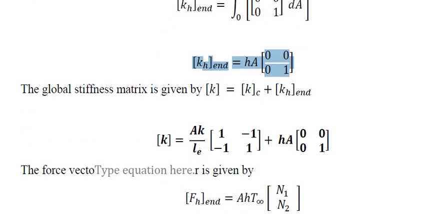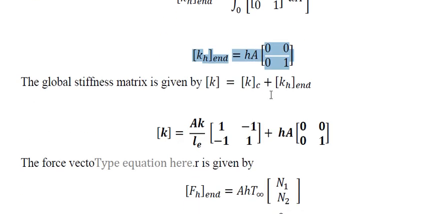What is the global matrix? The global matrix K is, instead of writing stiffness, we will write global matrix. You can write, no problem. K is conduction plus end convection. The global matrix K is Kc plus Kh end. Conduction plus convection is the global matrix of that element.